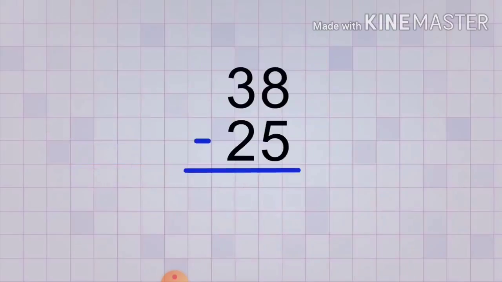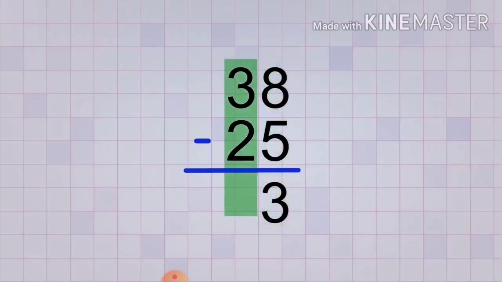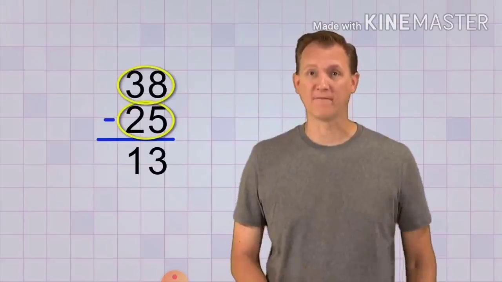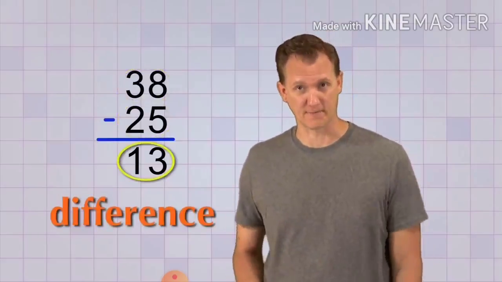Now we can start getting our answer, and just like with addition, we always start with the ones place column. Here we subtract the bottom number from the top. 8 minus 5 equals 3, so the 3 goes in the ones place of our answer. Now we move to the next place column to the left, the tens place. There we have 3 minus 2, which is 1. There, we just subtracted 25 from 38 and found out that the difference is 13.